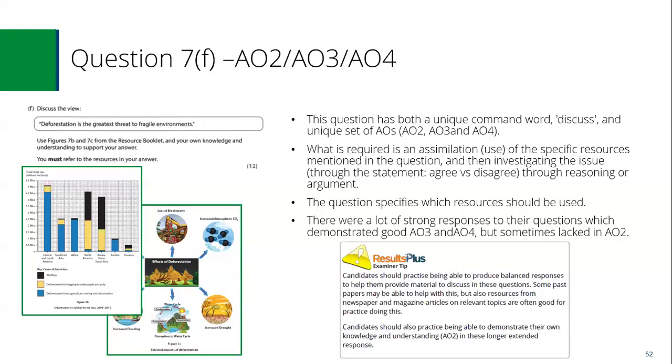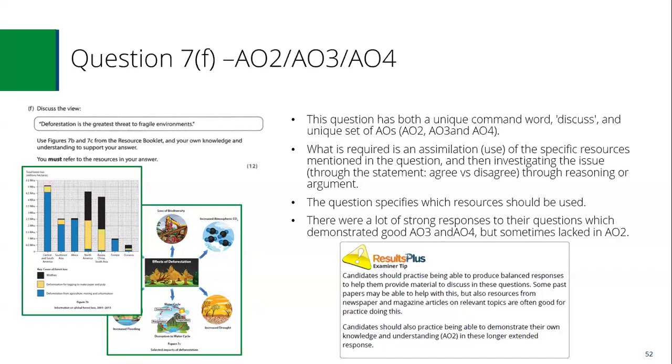In the case here on the next page, we're expecting candidates to discuss figures 7B and 7C. Deforestation is the greatest threat to fragile environments. It specifies which resources should be used, so to reach top levels, you're going to have to incorporate both of these. It's important that candidates remember the question requires their own knowledge and understanding to get into that top bracket, with resources that support their ideas and not, again, used as a crutch.